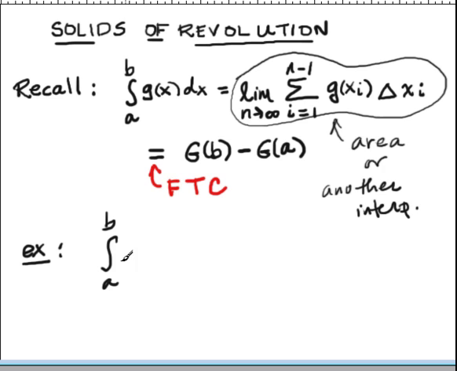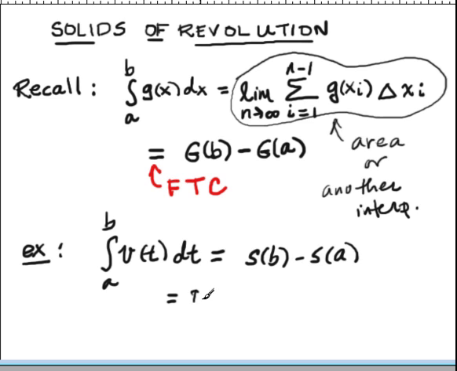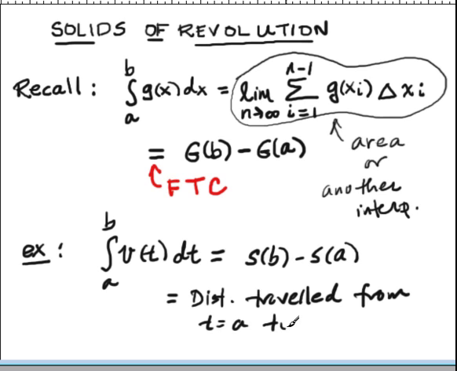Let's say we're talking about a velocity function, and the antiderivative of velocity is distance. Let's let the letter s represent distance. So this is equal to s of b minus s of a. And the interpretation, rather than area, is distance traveled from time t equals a to time t equals b.